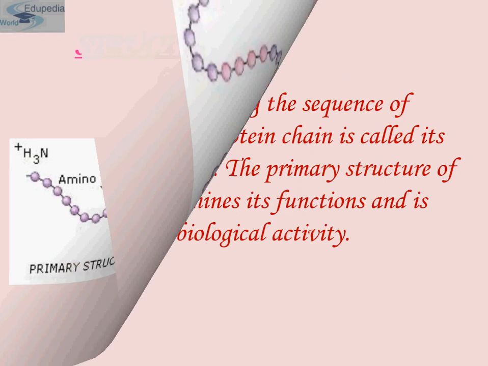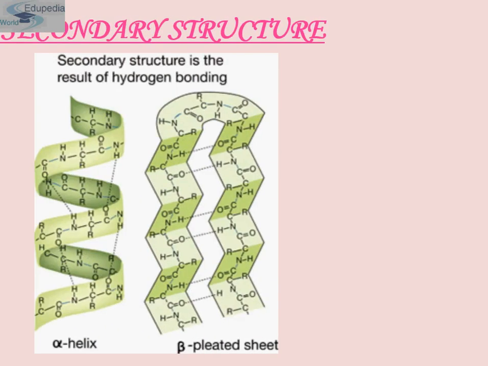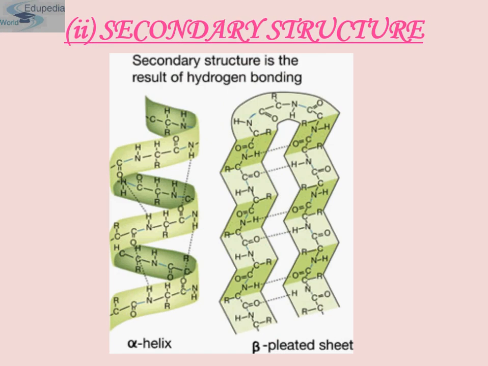Now, the information regarding the sequence of amino acids in the protein chain is called its primary structure. The primary structure of a protein determines its function and is critical to its biological activity. Now come to secondary structure.